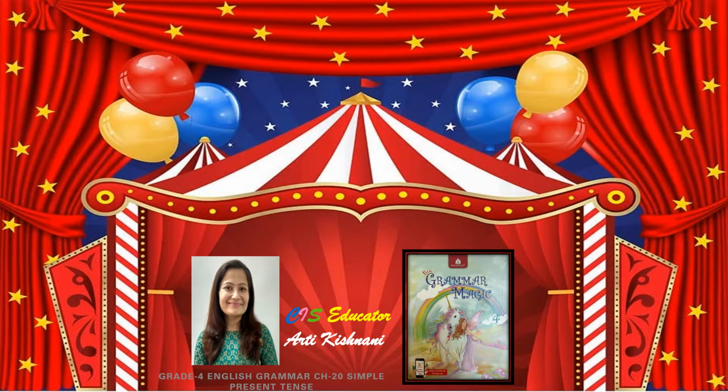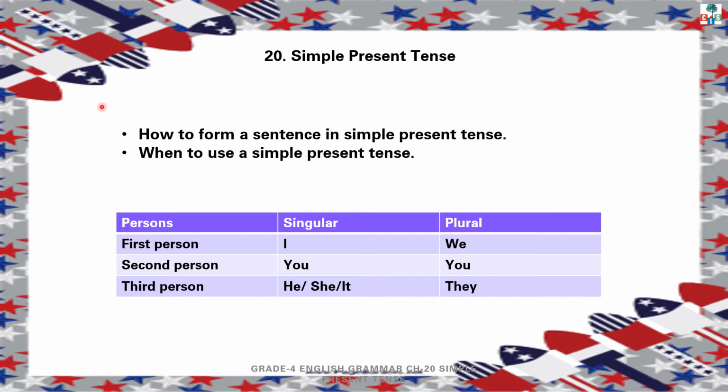Today we are going to do chapter number 20, Simple Present Tense from our English Grammar Magic book. Let's start. Page number 72, chapter number 20, Simple Present Tense. Now in this video, I am going to show you how to form a sentence in simple present tense and when to use a simple present tense.